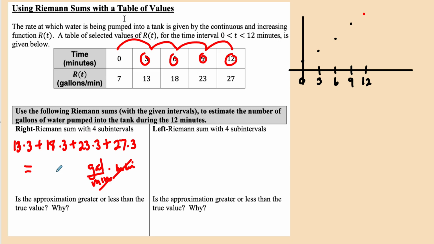Let me go ahead and put that in the calculator very quickly. 39 plus, and I'm getting 243 gallons. Now the question is, is this approximation greater or less than the true value? Now remember, I'm using a right, and right means that my rectangles are going to be sitting above, so this will be an overestimate.